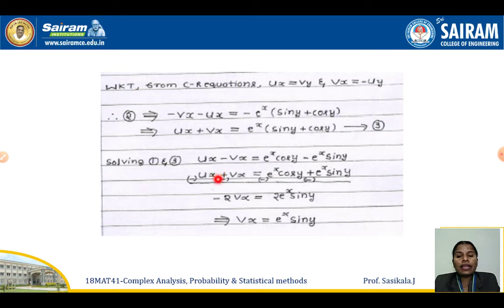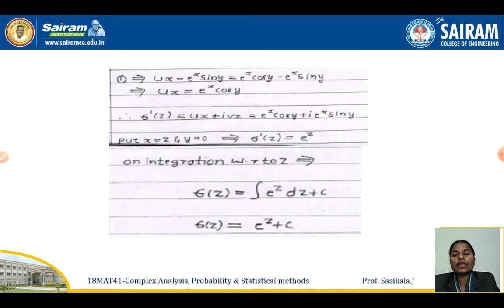Now you can write equation number 1: ux minus vx is e power x cos y minus e power x sin y. From equation number 3, ux plus vx is e power x cos y plus e power x sin y. Now subtract these two equations, equation number 1 minus equation number 3. ux will get cancelled, and I will get minus 2vx equal to 2 e power x sin y. That is, vx will be e power x sin y. Similarly, you can add these equations and I will get ux. ux is e power x cos y.